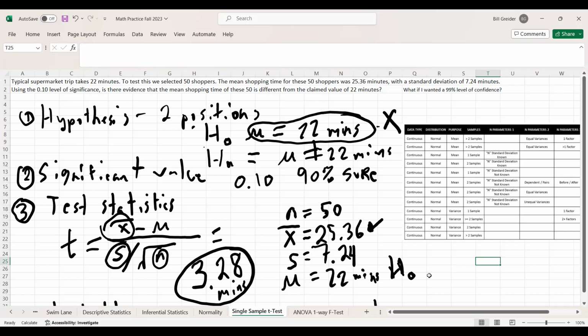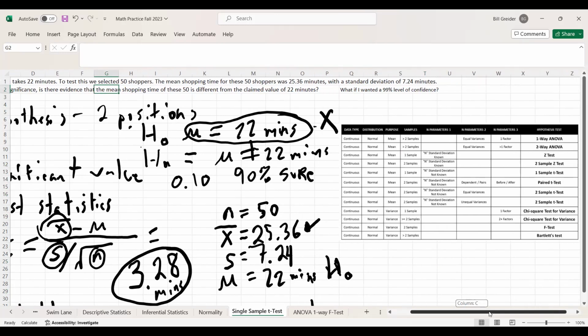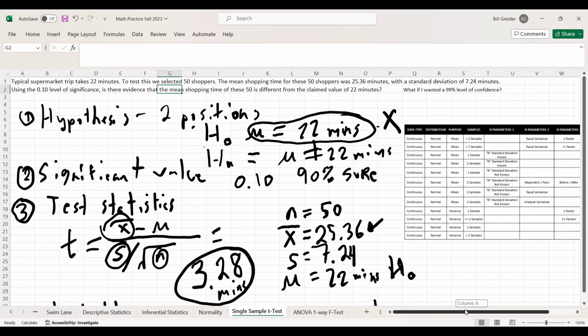The first thing we're going to do is select what kind of distribution we have. I'm telling you ahead of time that this is a normal distribution of the 50, so we're going to be able to use one of these. It's continuous data because it's something that we measure, right? We're measuring the time to shop. So it's continuous data, normal distribution. We're talking about the average of something, the mean shopping time. So we're not going to use these down on the bottom. We're not going to use chi-square, F-test, or Bartlett's. We know we're going to be using one of these up here.